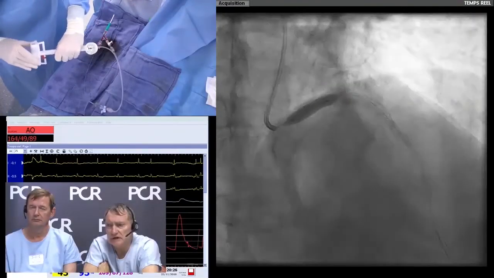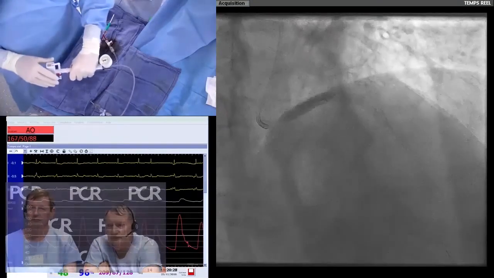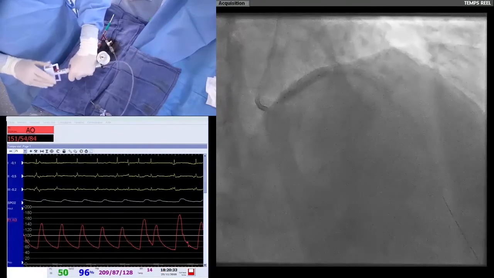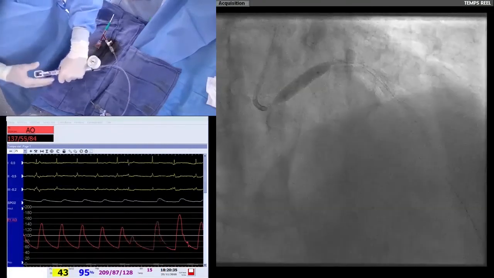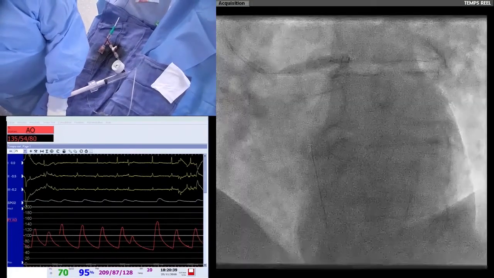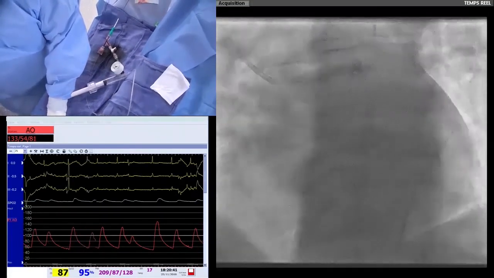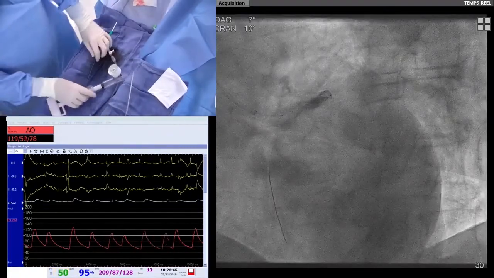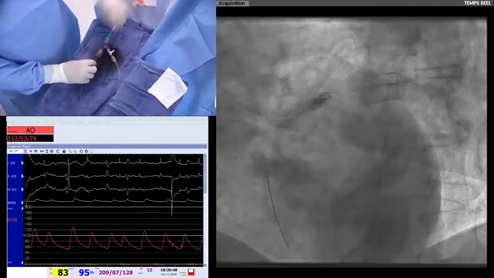Yeah. This is a 5.5 millimeter non-compliant balloon at 20 atmospheres. Okay. I think this is well open. We will do this in another view. Okay, maybe in this view it will be okay. I have to wait. The pressure is okay.